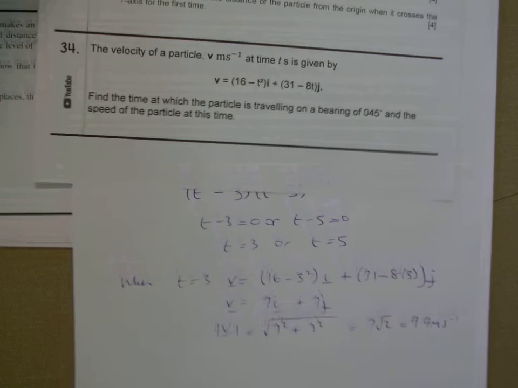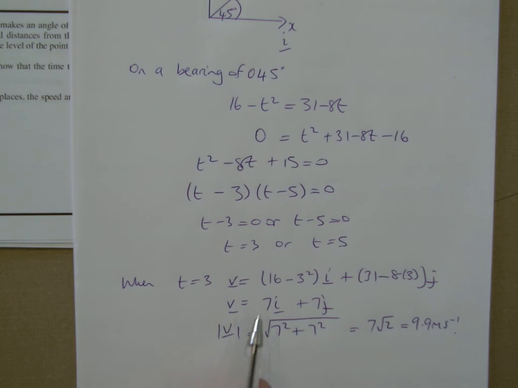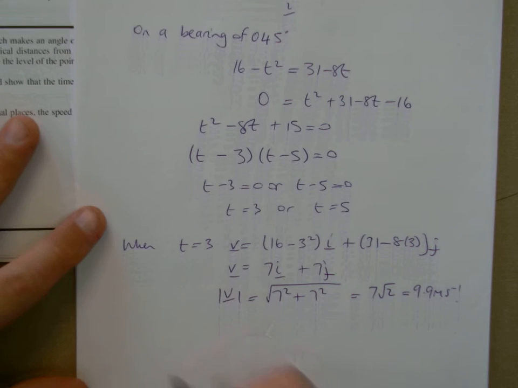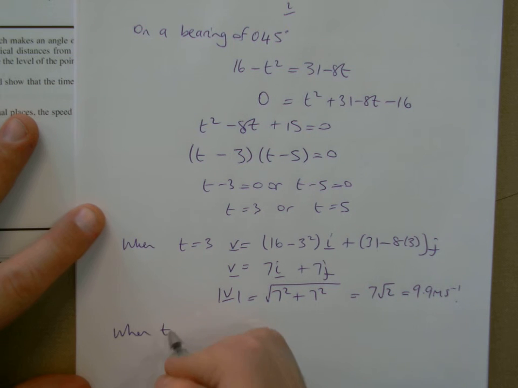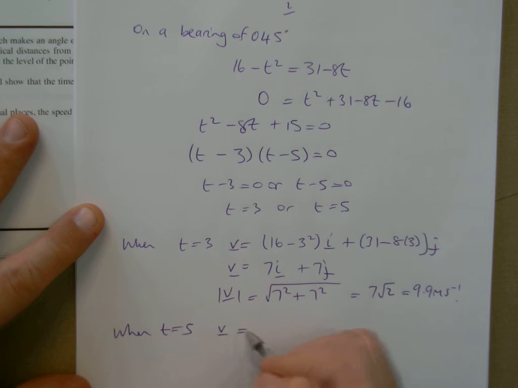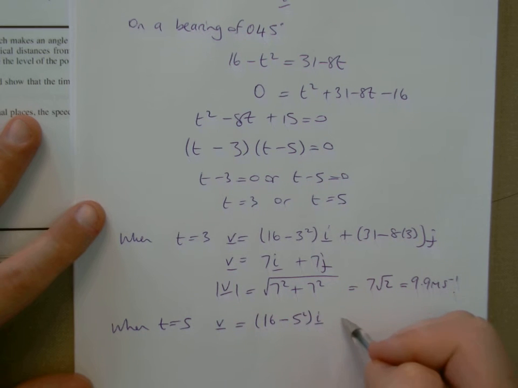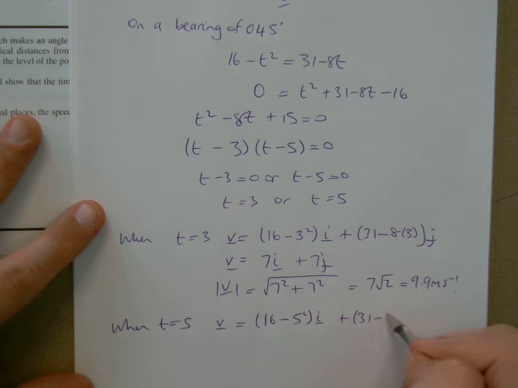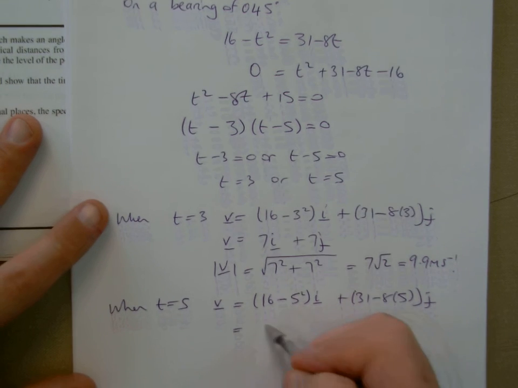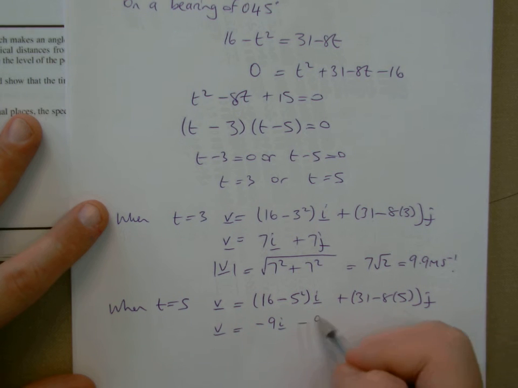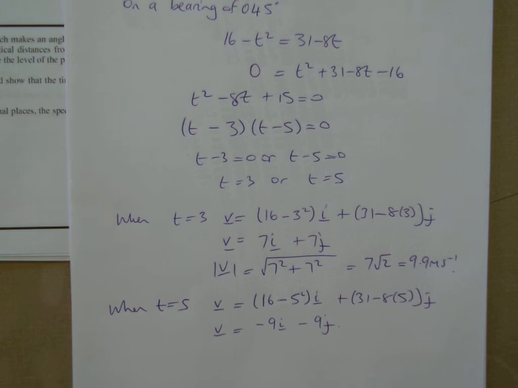Now, we've got the situation where t is 3, but what about when t is 5? We've got t is 5 as well. If I plug that in, when t is 5, I get 16 minus 5 squared, plugging it into the v vector, plus 31 minus 8 times 5 j, so you end up having minus 9i, and then minus 9j. I think I've done that right there.